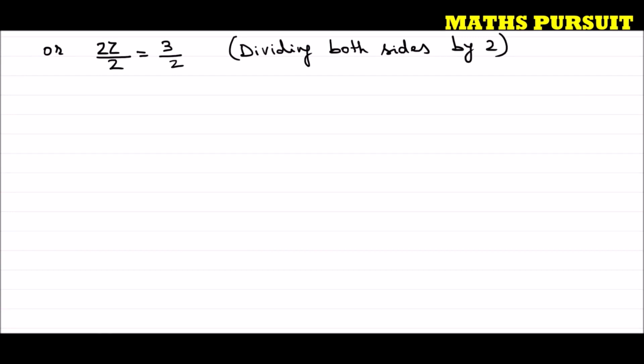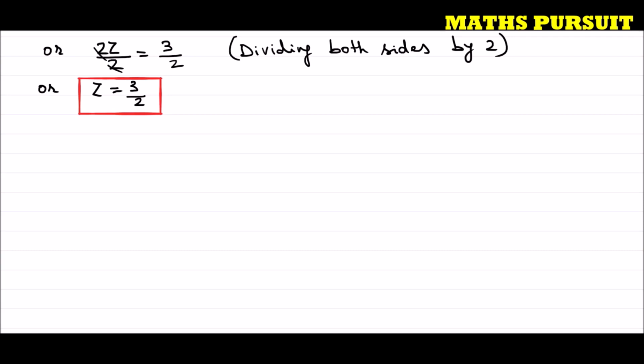Now, what we got? We got 2z divided by 2 is equal to 3 upon 2. Or I can write z is equal to, these 2 and these 2 cancel out, so z is equal to 3 divided by 2. Now guys, this is our answer for the first part of the question. We got z is equal to 3 divided by 2.